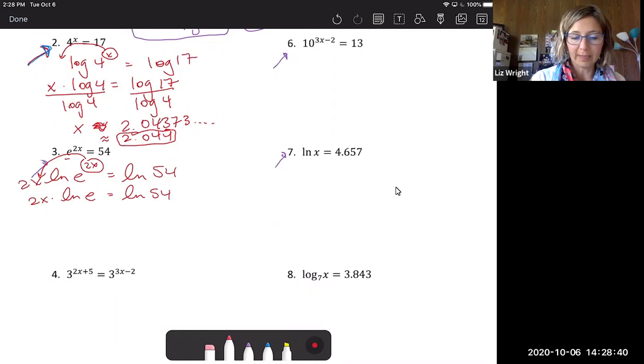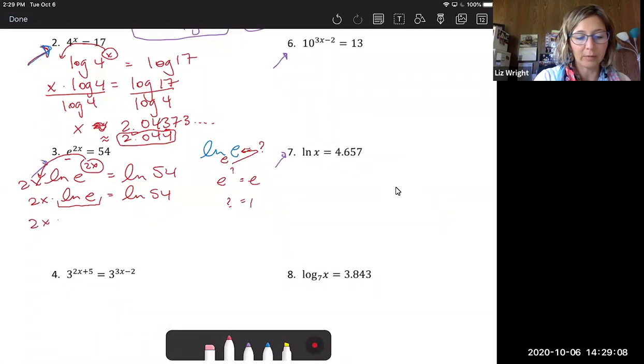So I want you to think about this again. This goes back to one of our properties that we're going to use. The natural log of e, again, is asking the question, e to what power is going to give me e? And the question mark is going to be equal to 1. So what that means is that the entire natural log of e equals 1, and I can just substitute that out like that. If you need more review on that, I would go back to your properties of logs and check that out.